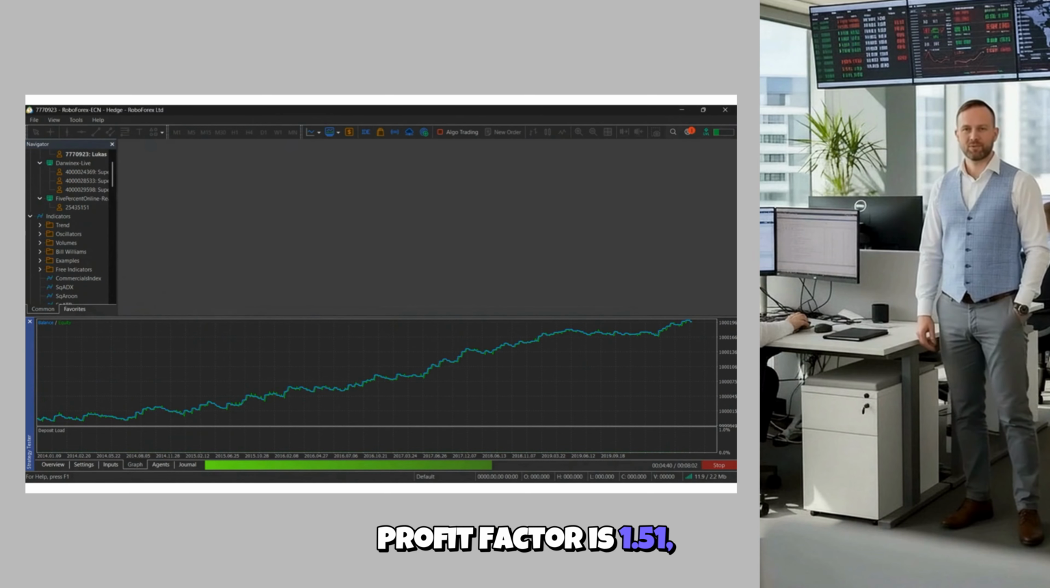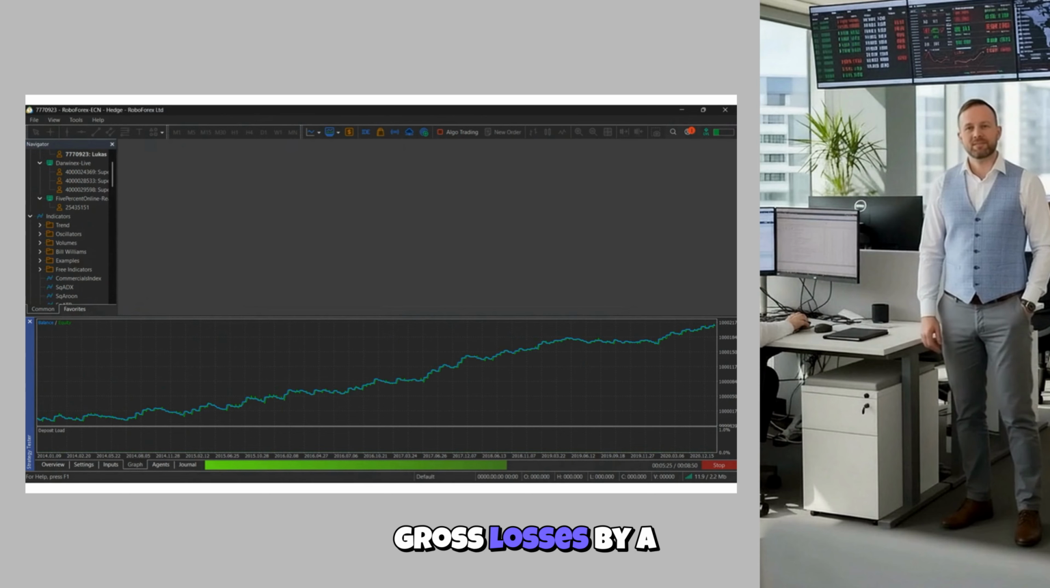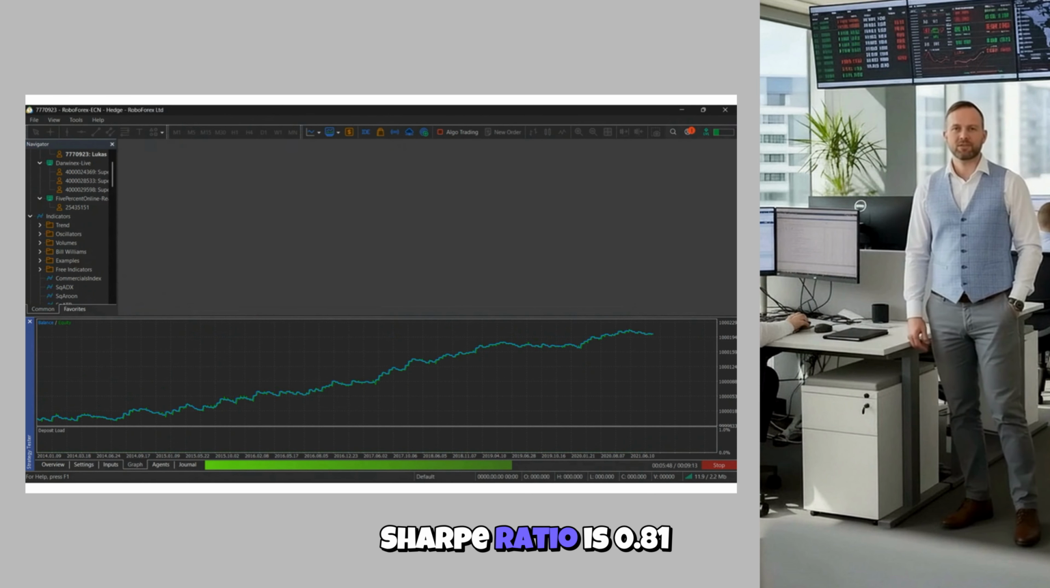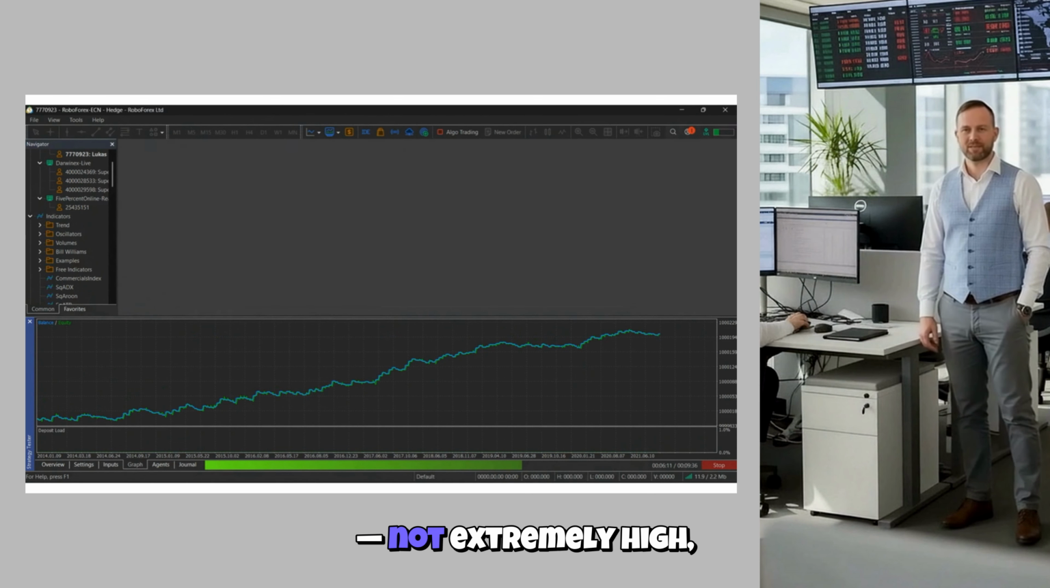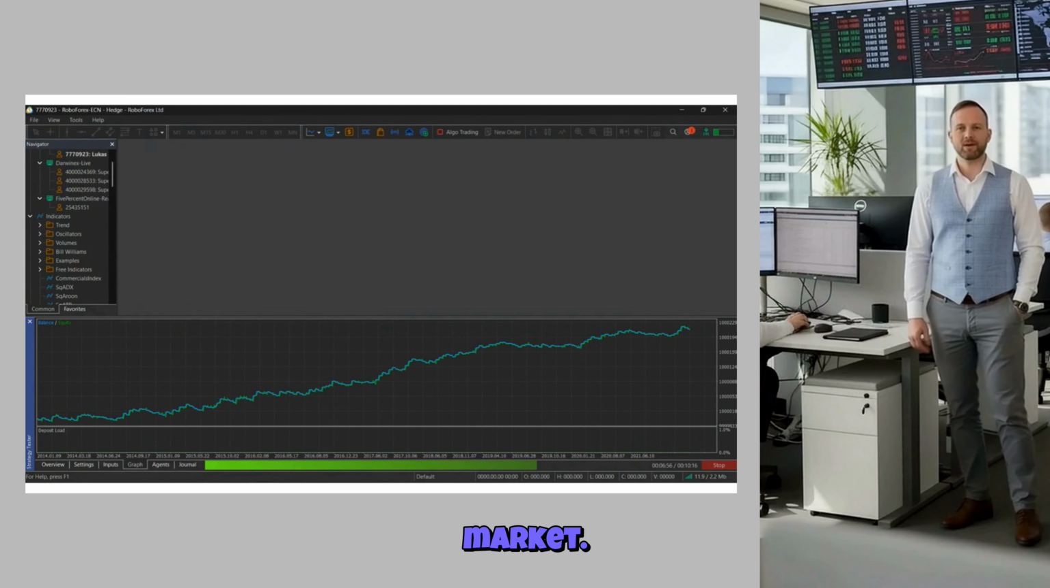Profit factor is 1.51, which means the strategy's gross profits exceed its gross losses by a healthy margin. Sharpe ratio is 0.81. Not extremely high, but solid for a systematic approach that is not constantly in the market.